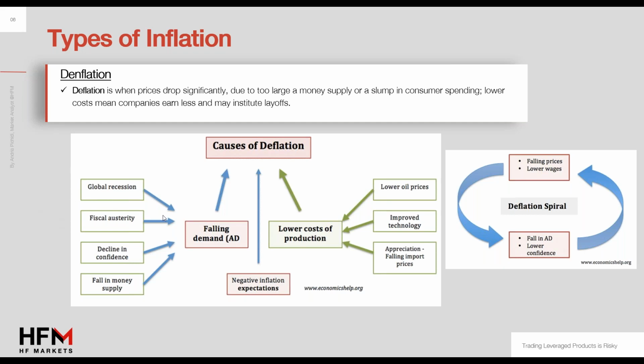Recession, fiscal austerity, declining confidence, falling money supply are some of the causes that could lead to deflation. And also another scenario is lower oil prices, improved technology, appreciation, or falling import prices, which can lead to lower cost of production, and can also be causes of deflation.